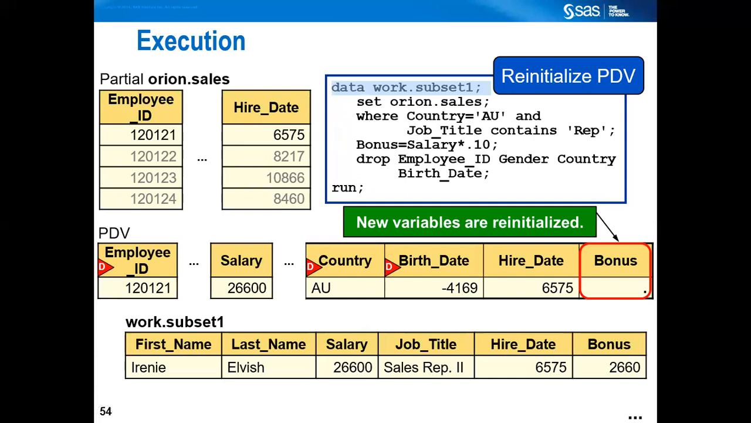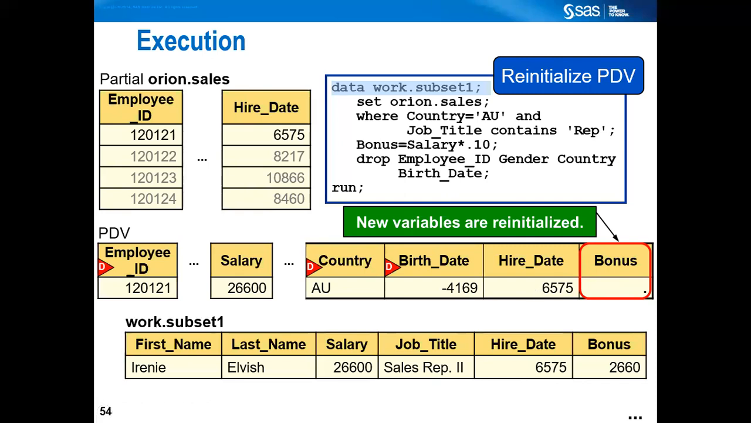So when SAS goes back to the new cycle of the data step, only the bonus variable is reinitialized to missing. The rest of the variables are not reinitialized to missing. Why? Because bonus is a newly created variable every time, depending on the values of salary. It's not an existing column contributed from the input data. Hence, bonus gets reinitialized to missing. The rest of the variables are not reinitialized to missing.